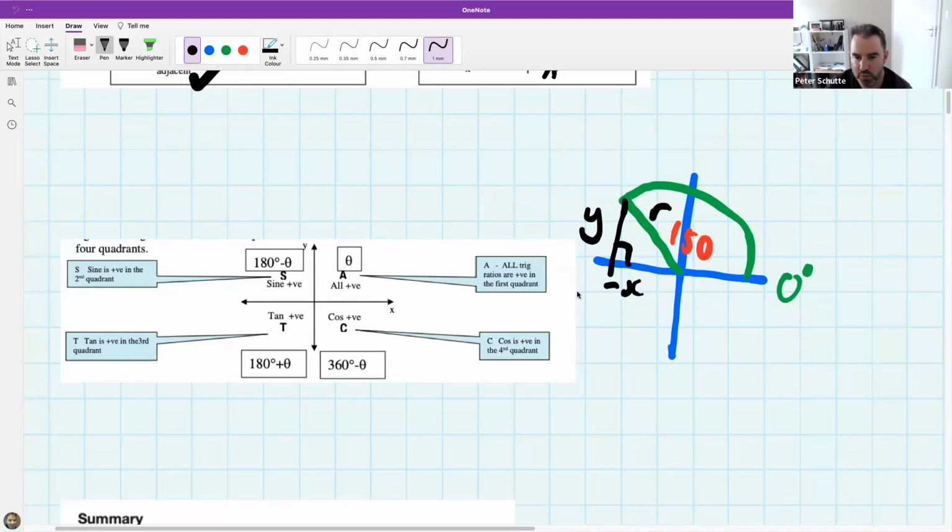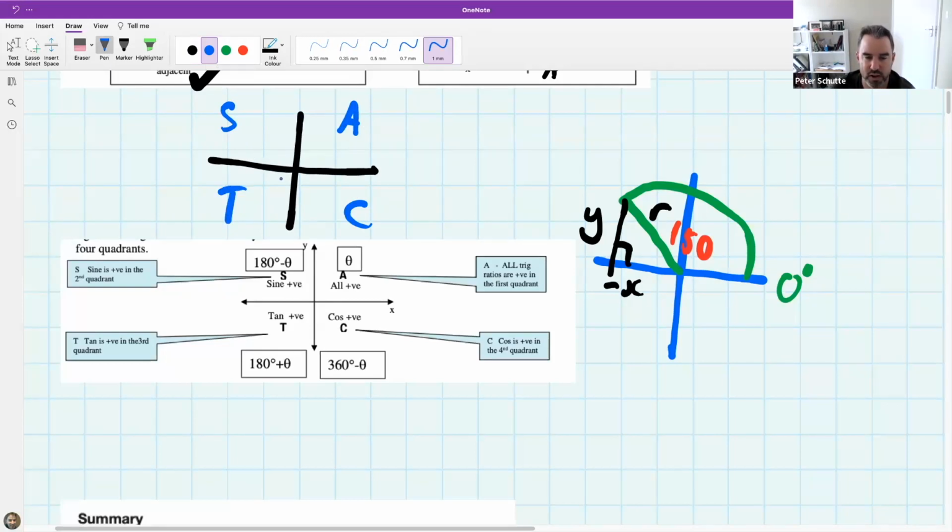And so we use something called the CAST diagram. The CAST diagram tells us where different trig ratios are positive or negative. C says that cos is positive in this quadrant, and all other trig ratios in this quadrant will be negative. A tells us all trig ratios are positive in quadrant 1. S tells us all trig ratios except sine are negative here. Sine is positive in this quadrant. And then T says that trig ratios in quadrant 3, between 180 and 270, tan will be positive.